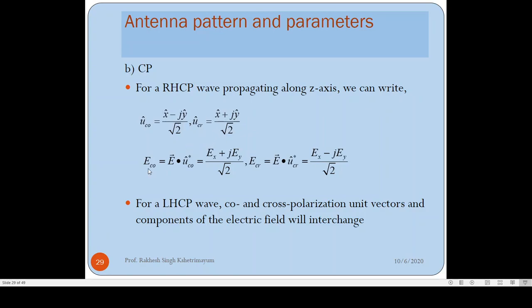Now you do the dot product with the electric field vector, and what you get is Ex plus j Ey divided by square root of 2. This is the E co component. The E cross component will be the dot product of the electric field with the cross component: Ex minus j Ey divided by root 2.